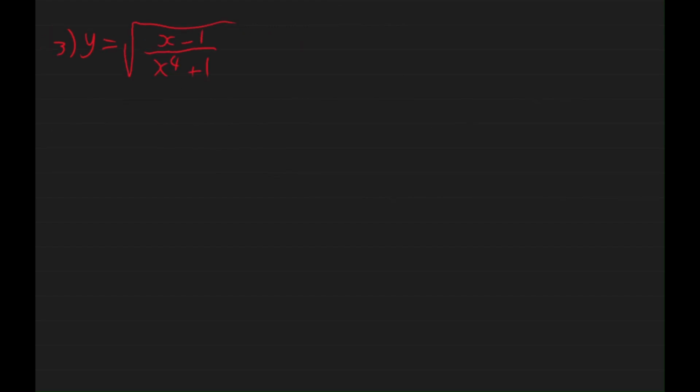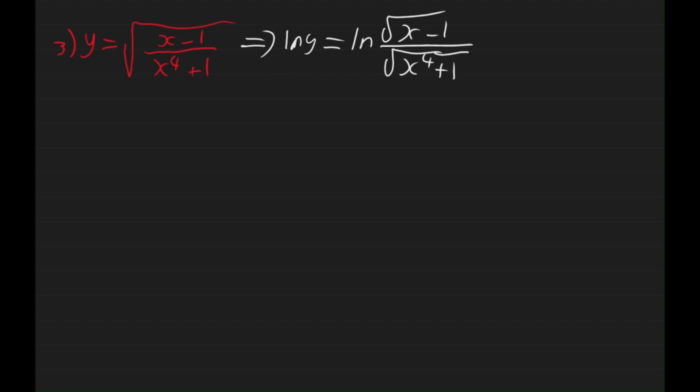Now for this question, as you can see, this is just a normal root over a root that contains a division, but we're going to solve it the logarithmic way. So I'm going to say ln y is equal to ln root x minus 1 over root x power 4 plus 1, right?